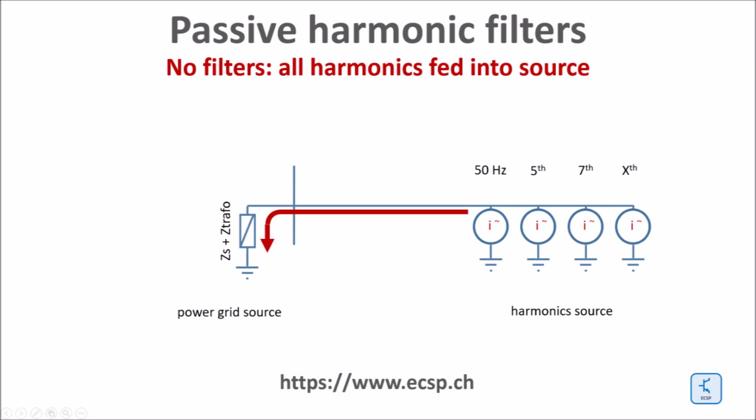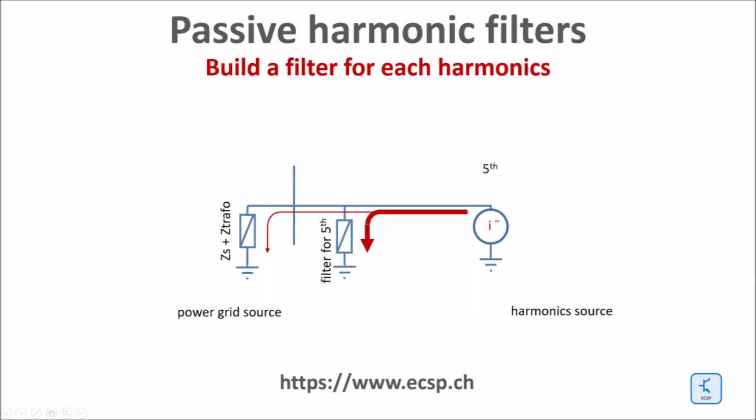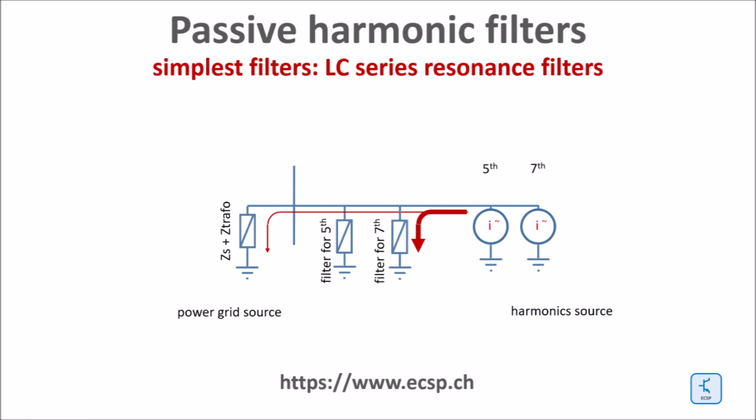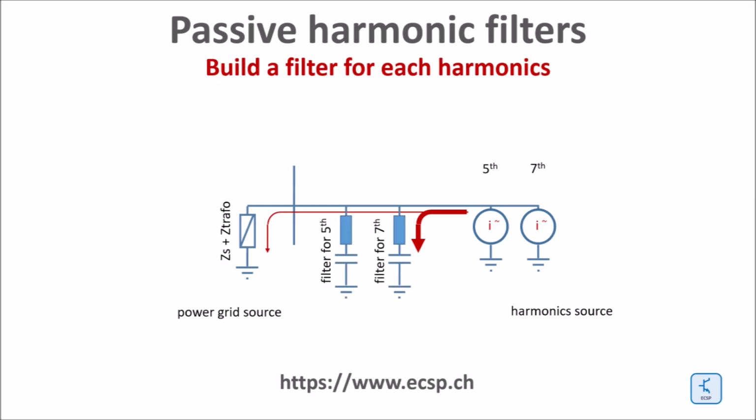In order to hinder harmonics from penetrating the grid, we build passive filters for each harmonic frequency. It is an impedance with zero value at the frequency to be removed, thus the target frequency only is short-circuited. An easy way is an LC series circuit tuned to the target frequency.